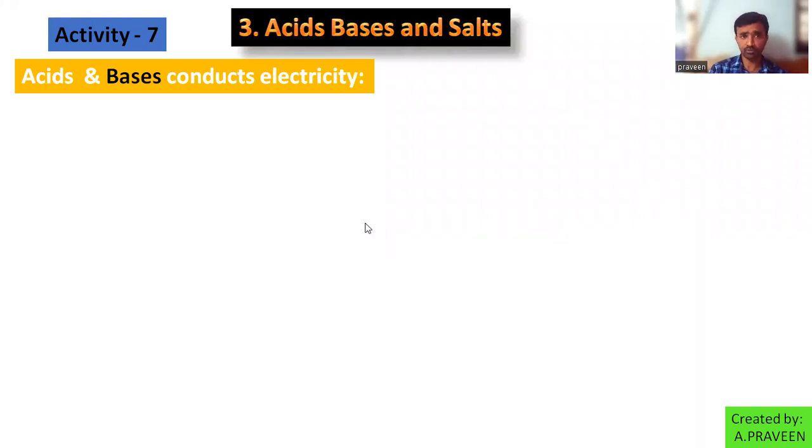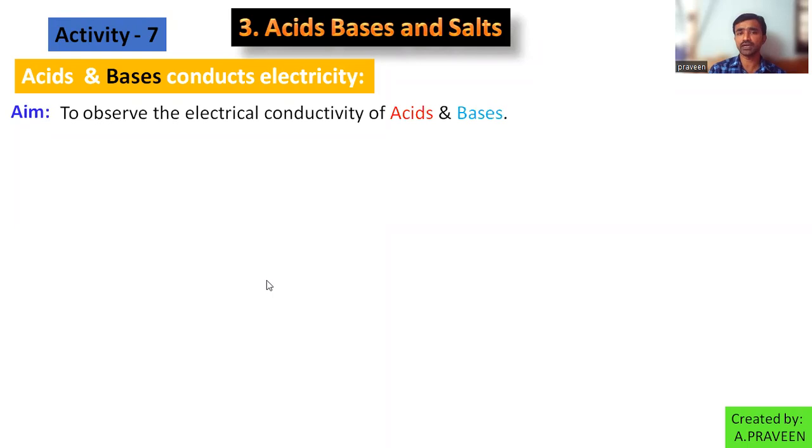Yesterday, we completed activity 7, that is, acids and bases conducting electricity, right? The aim of the activity is to observe the electrical conductivity of acids and bases. What are the required materials? Here, the required materials are glucose and alcohol. Why did I take glucose and alcohol?